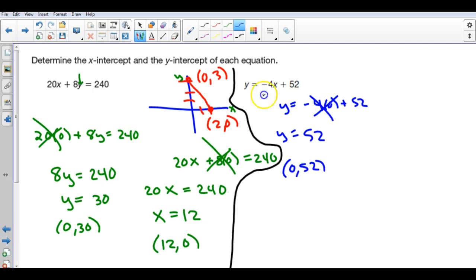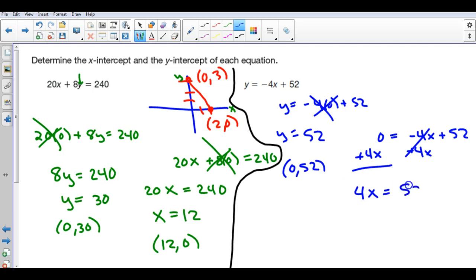If you want to find the x-intercept, I need to substitute 0 in for y. So I get 0 equals negative 4x plus 52. And I need to solve this equation. So what I'm going to do is add 4x to both sides to bring this over. And I end up with 4x equals 52. And what you want to do is divide both sides by 4. So I get x equals 13. So that intercept is the point 13, 0. Again, to find the x-intercept then, we just substituted 0 in for y.